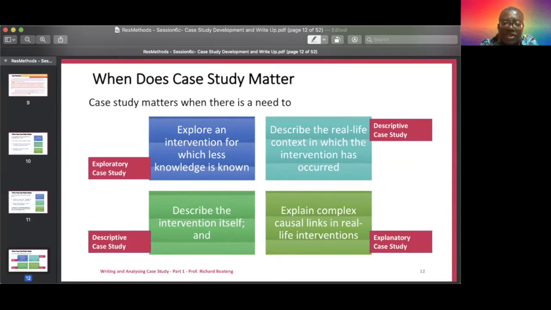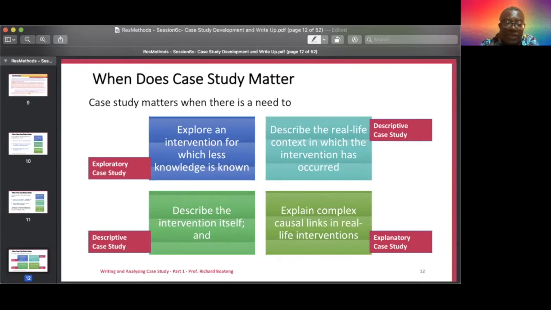So that may come from a descriptive case. Or you want to describe the intervention itself. Or you want to explain causal links in the real life situation. You want to go beyond description of the intervention to explain why it is occurring that way, how it is occurring that way, and what are the causalities within that particular case. What are the causes of this particular thing I'm trying to study?